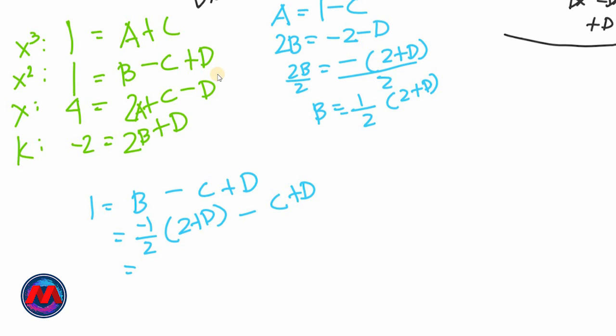So, i-distribute natin yan. That's negative 1 times 2 over 2 is equals to negative 1. Tama ba? Yes, I think tama. And plus, negative 1/2 times D is negative, okay, sorry, is negative 2. Joke lang. Negative D over 2. Tama. Yan. Minus C plus D. So, combine like terms.